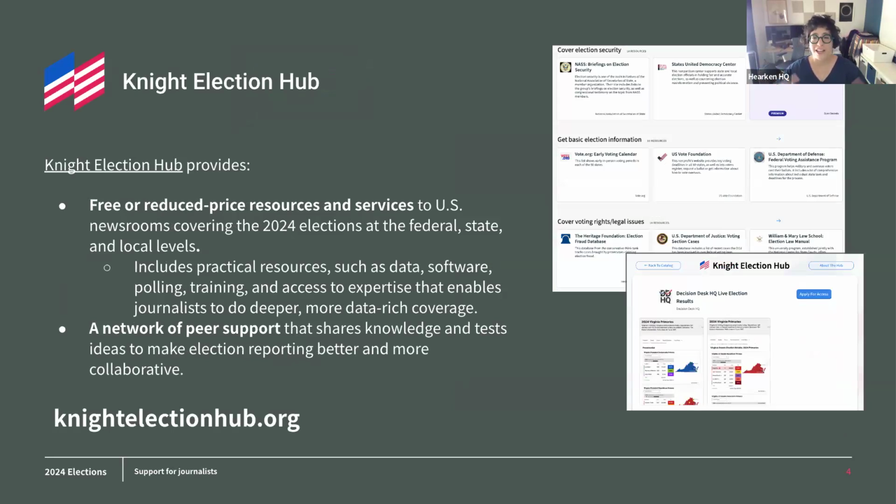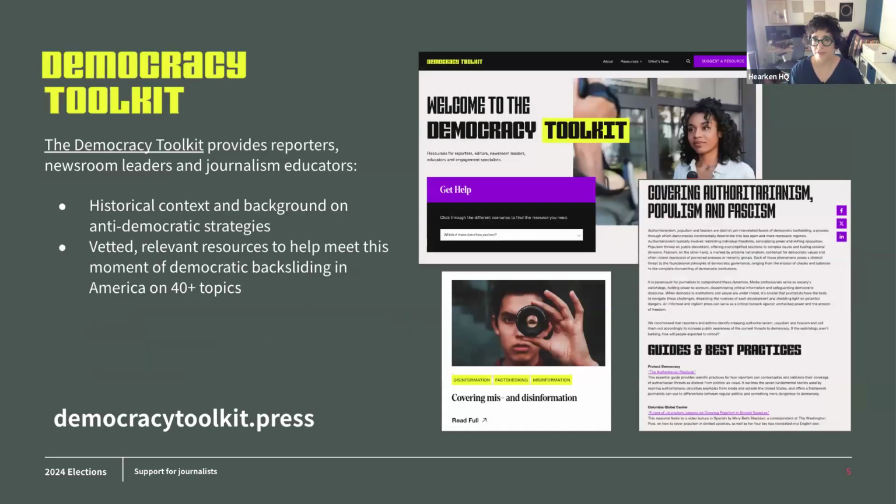Also, the Knight Election Hub, an incredible new resource that was just stood up like weeks ago that offers free or reduced price resources to US newsrooms covering the elections. So you can get access to thousands of dollars worth of tools for free, because Knight is paying for you to get access to them, to get stuff like campaign data and polling and software, training, access to all sorts of things. So check out the Knight Election Hub if you have not already. Ariel is working on behalf of them as well, so she could answer questions later if you have those about the Election Hub.